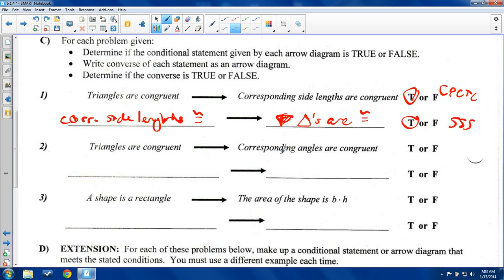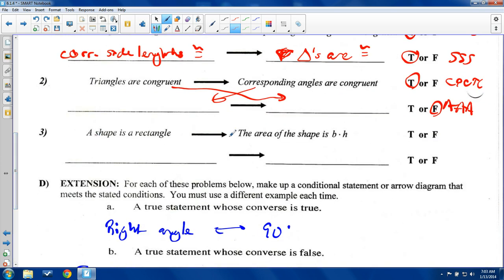If triangles are congruent, corresponding angles are congruent. This is also true, of course, because CPCTC. Corresponding parts of congruent triangles are congruent. So if corresponding angles are congruent, does that mean that triangles are congruent? Can we use angle, angle, angle? I should have written that over here. Can we use angle, angle, angle, or angle, angle to say that triangles are congruent? We can use that for similarity, but we cannot say that for congruence. False. Right? They can be big or small and still have the same angles.